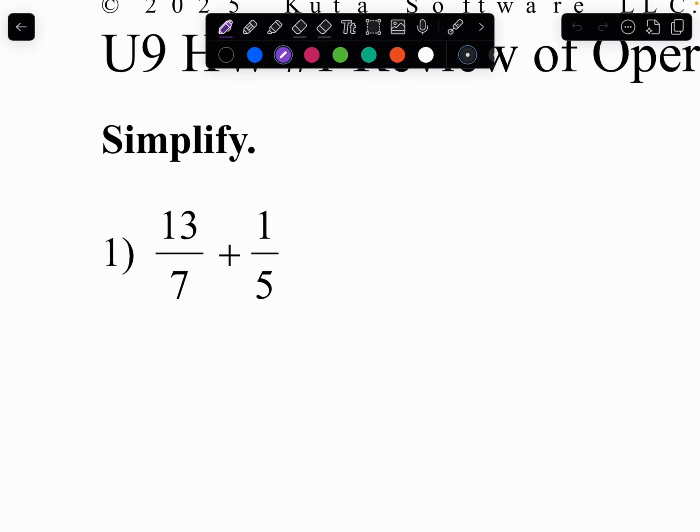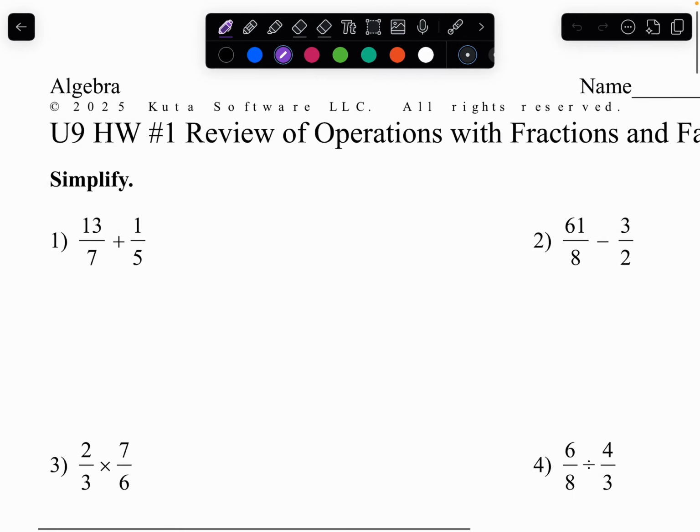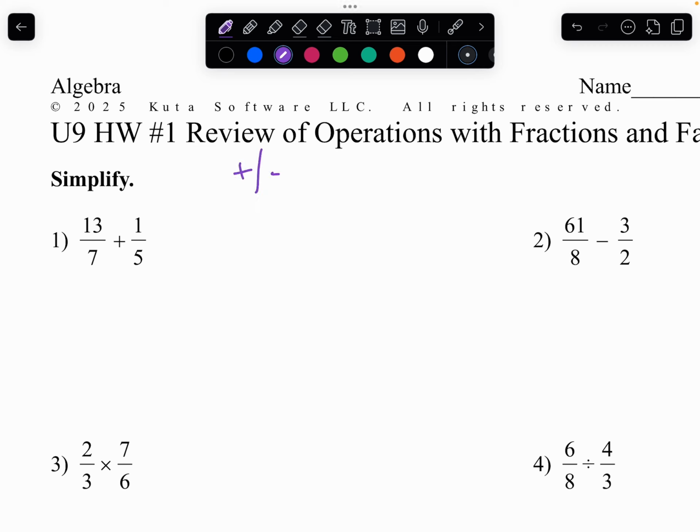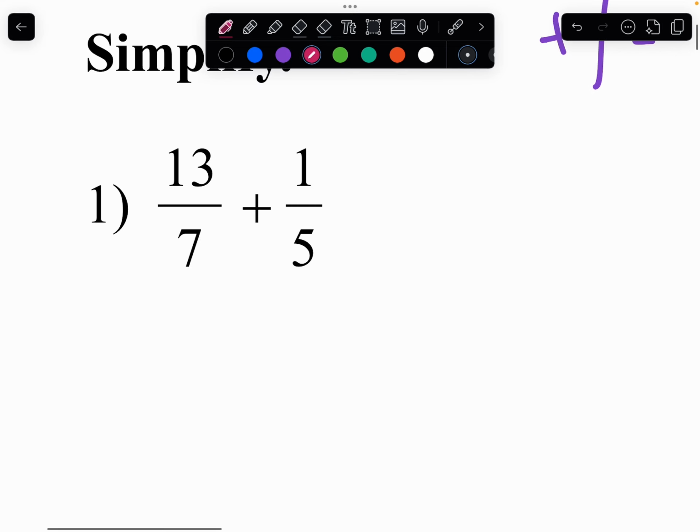So the first thing, to add and subtract fractions. These are kind of like notes and review. So add and subtract need like denominators. And so here, 7 and 5 are not the same. So what we have to do is find a least common denominator, also known as the least common multiple of 7 and 5.